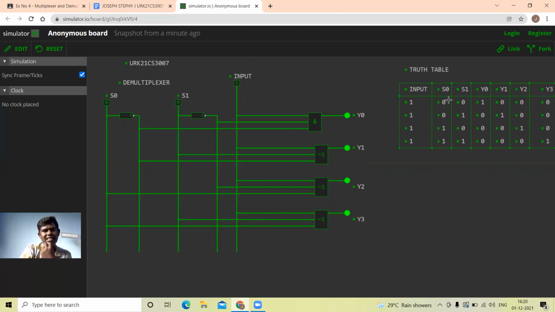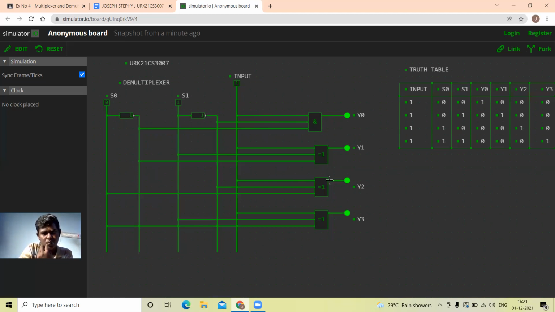Again, if you go for the next one, 1, 0, 1. Input is 1, S0 is 0, S1 is 1 we have. So okay, now if you see, we will also get 0 for Y0. Why? You can check that. Y0, how is it 0? So 1 is connected, 1 into 0. Anything into 0 is 0. So the answer we can say directly is 0.